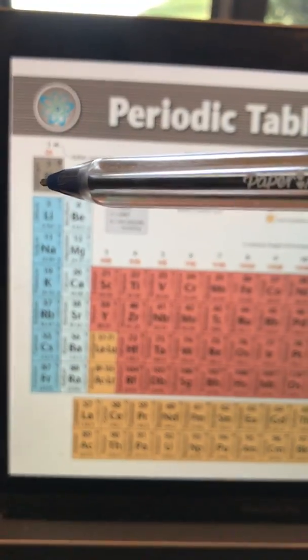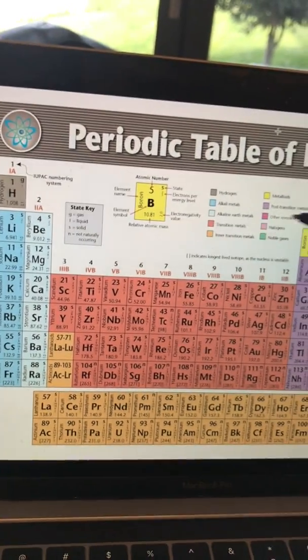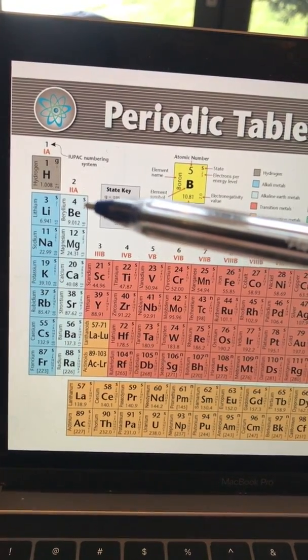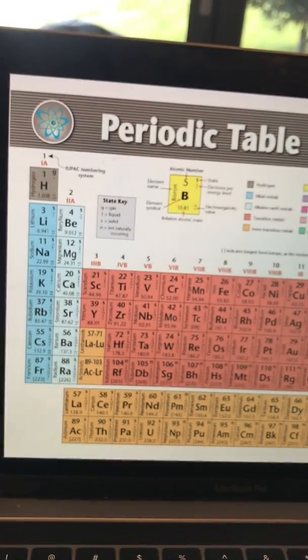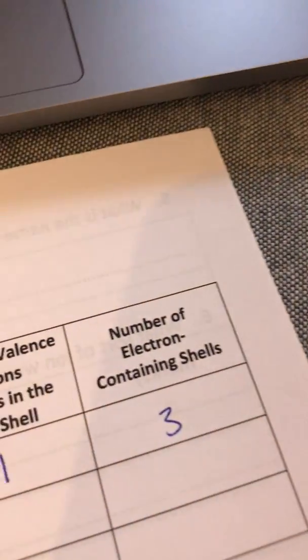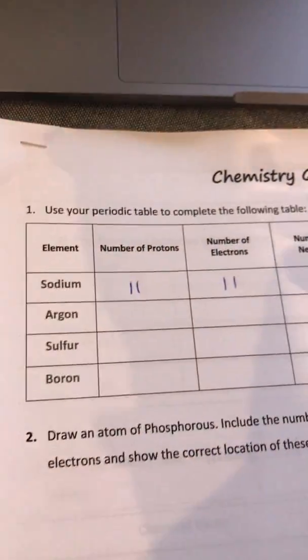Now, number of electron-containing shells, that equates to the period or the row. So across here, period 1, that would have 1 shell with electrons in it. Period 2 would have 2. Period 3 would have 3. So sodium is in period 3, which means it has 3 shells that contain electrons. Correct. I'm going to fill in the rest.